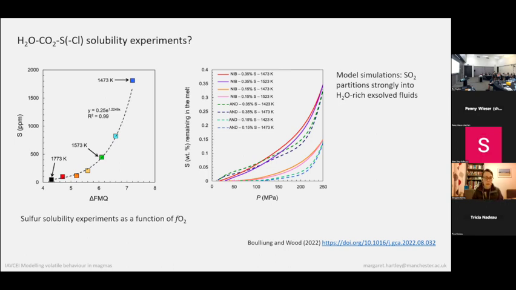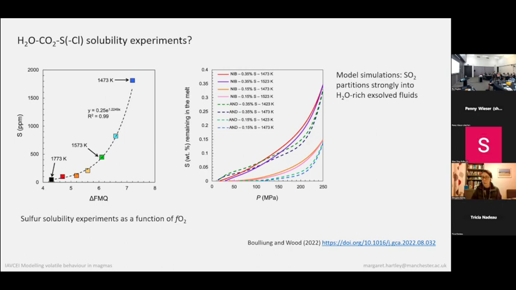Good to have experimental data. These are probably more oxidizing than we would expect to find in most terrestrial magmatic systems. Can we do these experiments under more realistic conditions for the kinds of volcanoes that we're working on? But these are producing really interesting results. So, for example, the model simulations in this paper suggest that sulfur is partitioning very strongly into water-rich exsolved fluids. And this is really valuable when we're trying to think about what sulfur ought to be doing in ascending and degassing magmas.